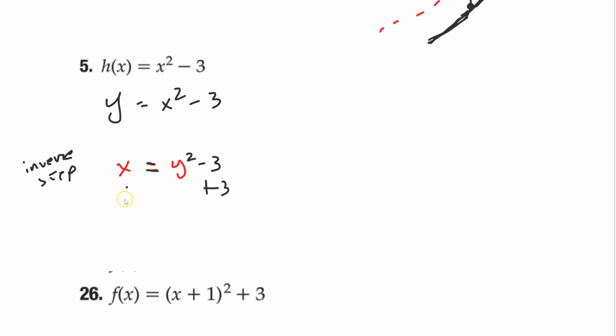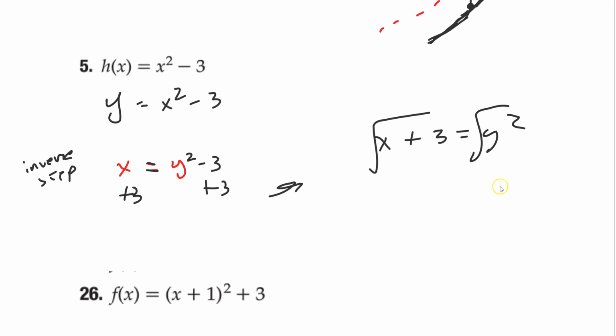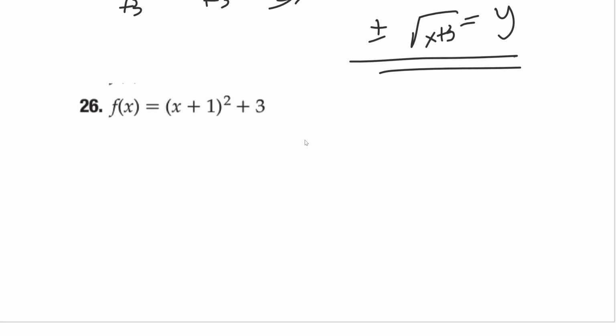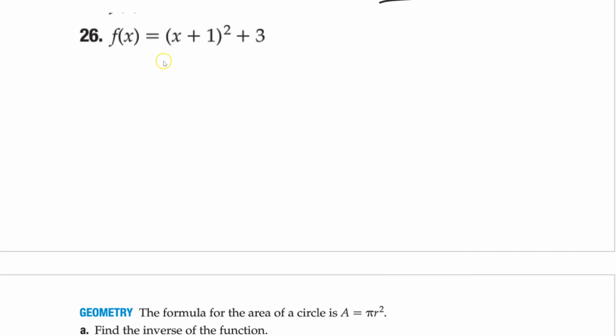Solve for y. x plus 3 equals y squared. Square root it, and we get y equals plus and minus the square root of x plus 3. This is one of the things we haven't learned how to graph yet. We don't have to graph all of them. So that's something we haven't learned how to graph yet. That's actually the next lesson. Anyway, last one of these to practice.